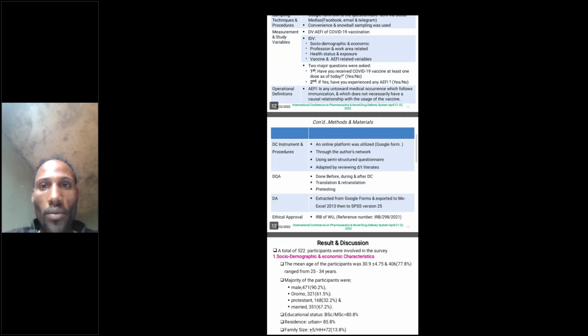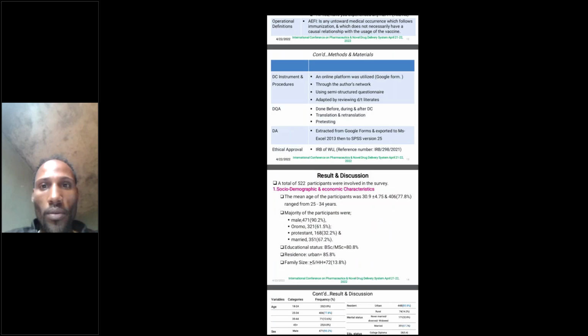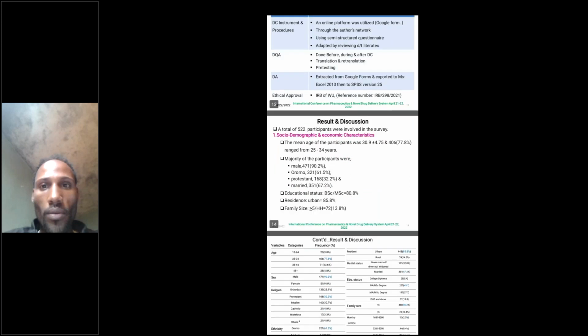Our data collection instrument, as I have mentioned, was an online platform, Google Form, sent to the authors' network, using a semi-structured questionnaire adapted by reviewing different literature. For data quality assurance, we conducted different measures before, during, and after data collection. We translated and retranslated our questionnaires, and then pre-tested at Wollega University Referral Hospital. For data analysis, we extracted the data from Google Form, exported it to Excel, and later exported it to the Statistical Package for the Social Sciences version 25. We received ethical approval from the Institutional Review Board of Wollega University.